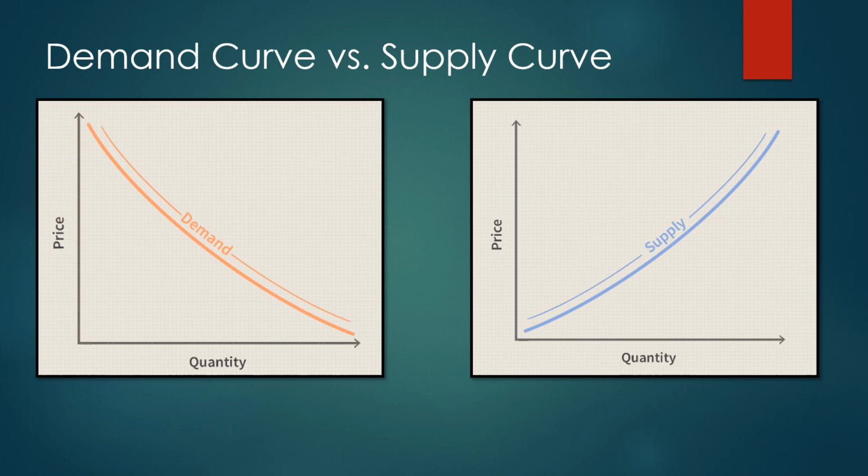The law of demand tells us that as the price goes down, quantity consumed goes up. As we see the price lowering, quantity increases. On the flip side, the law of supply tells us that as the price goes up, sellers supply more. So as the price goes up, quantity also goes up.